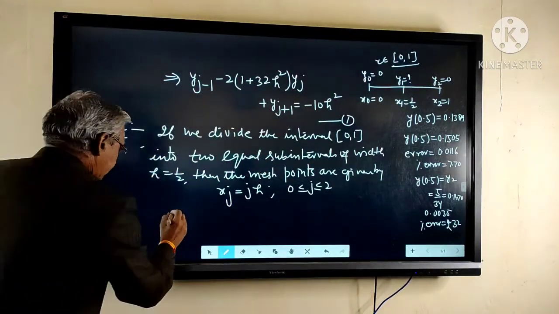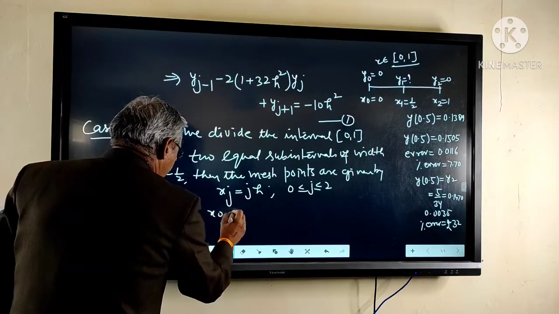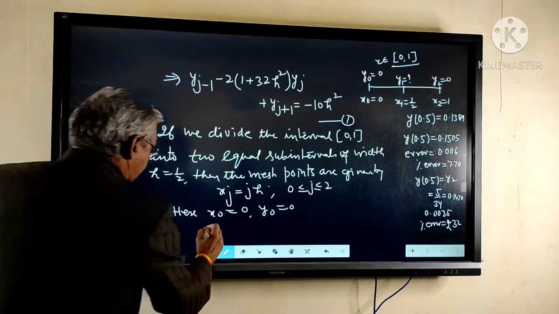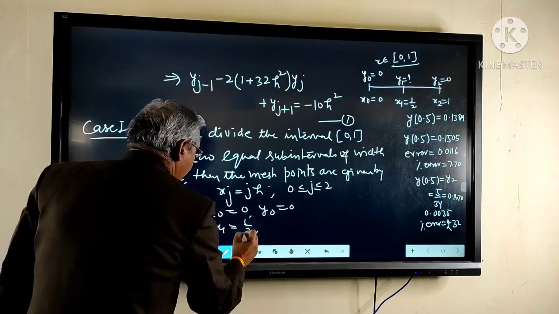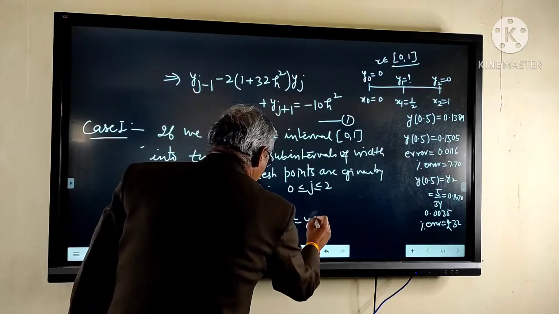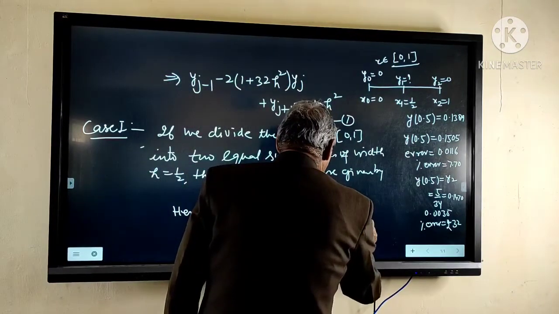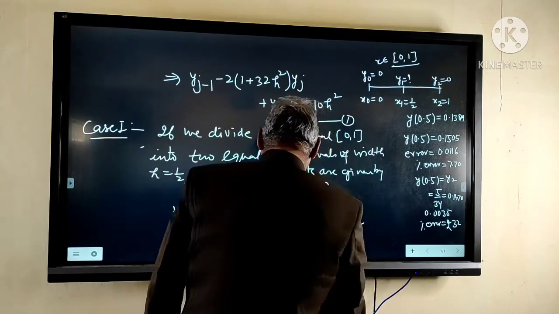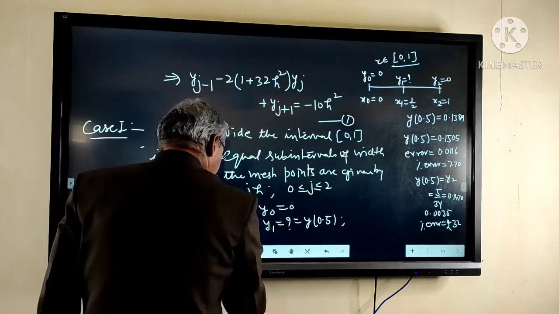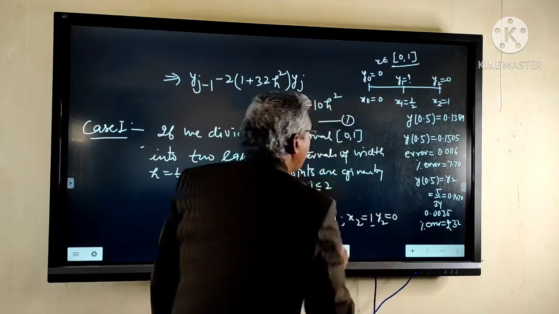Here x0 equal to 0, y0 equal to 0, x1 equal to 1 by 2, where we have to calculate y1, the value of y at 0.5, and x2 equal to 1 and y2 equals to 0.